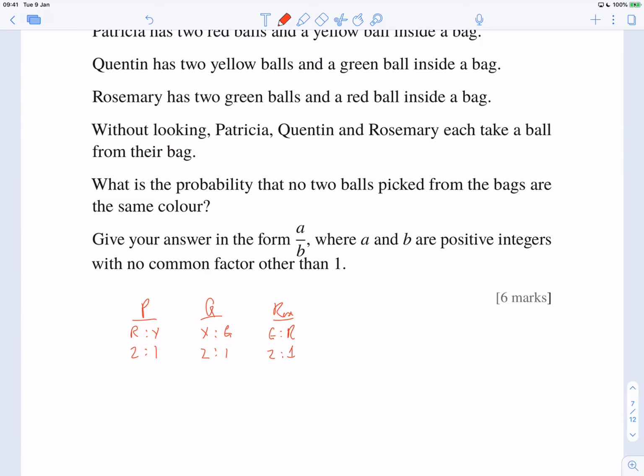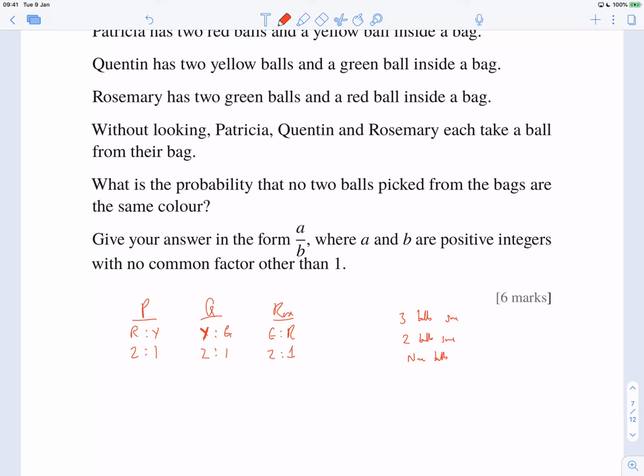Okay, so let's think about it. There's 3 things that could happen. Either the 3 balls are the same, or 2 balls are the same, or none of the balls are the same. You can't just have 1 ball is the same, that's just dumb. Now the 3 balls can't be the same because if you look at it, they don't have any colours in common.